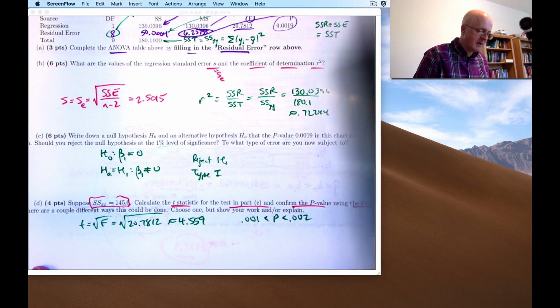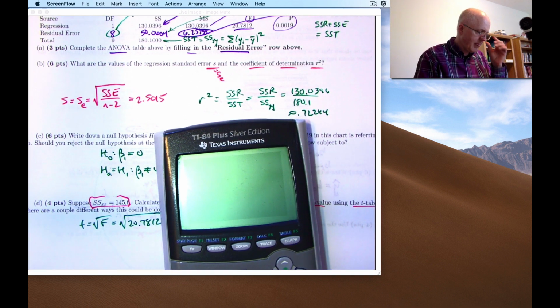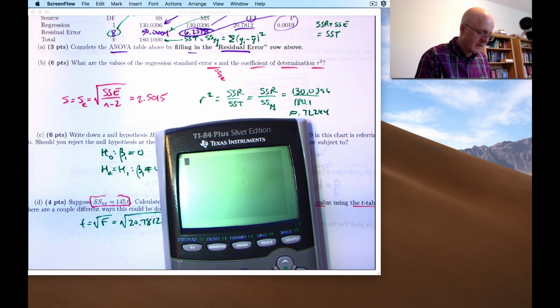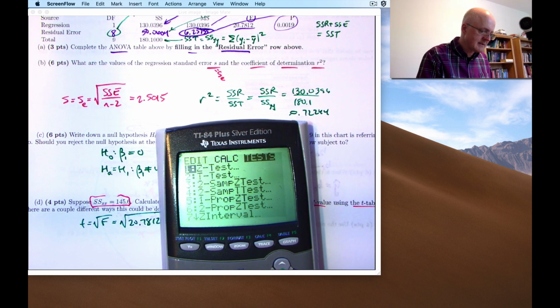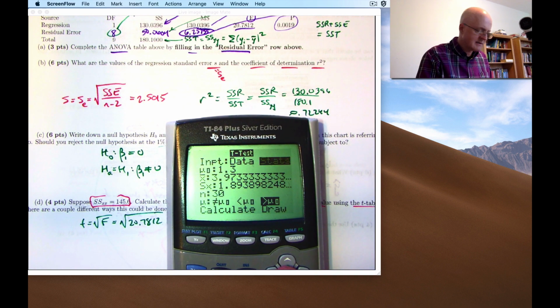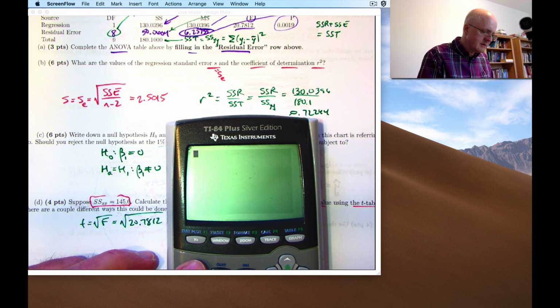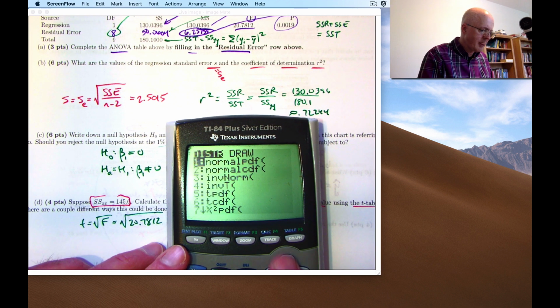Let's confirm the p-value with technology as well, with a calculator here. Let's try it two ways. Maybe with the stat menu, let's go to tests and a t-test. Not with data, but with stats here, although will this work? I guess this is not going to work because I'd be using stats that I don't really have. So I guess I would have to do it with a distribution menu here.